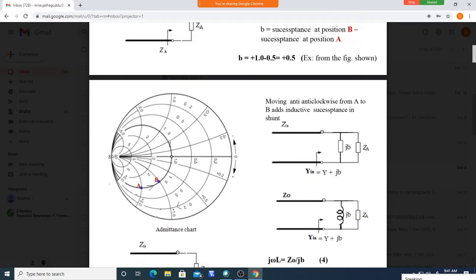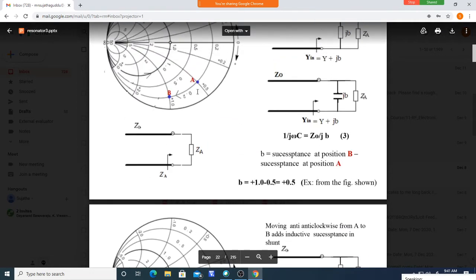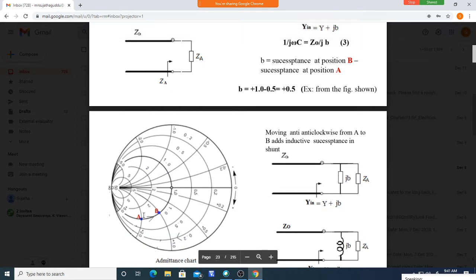Similarly, moving on a conductance circle in the anti-clockwise direction. There are two types of movements we do. One is in the clockwise direction, or it may be anti-clockwise. While doing impedance matching, we move on a conductance circle or a resistance circle, either in the clockwise direction or in the anti-clockwise direction.